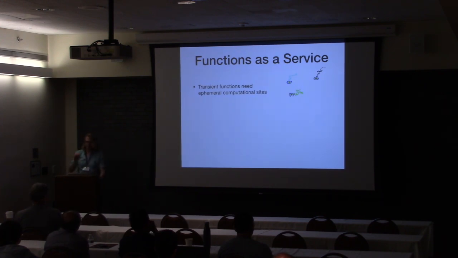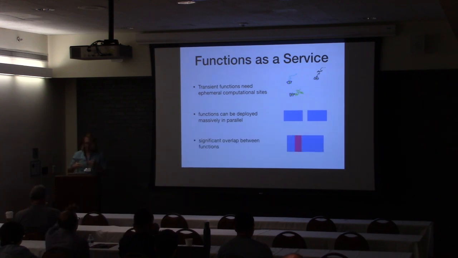These transient functions need access to these executional sites, right? Functions can be deployed in parallel, and also there's significant overlap between functions, right? If you write two Python functions, foo and bar, they differ in their function state, but they're all running on the same Python interpreter, so there's a lot of opportunity there to express one of those functions in terms of a single diff applied to another.